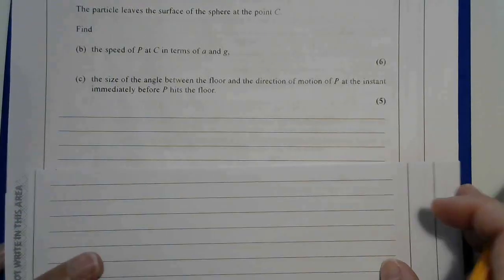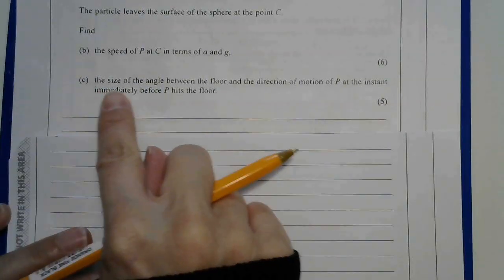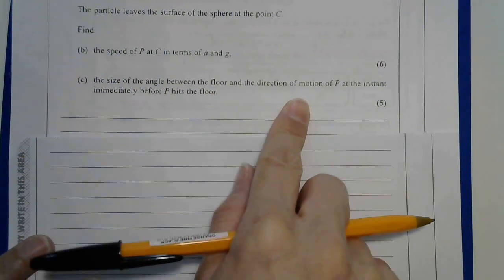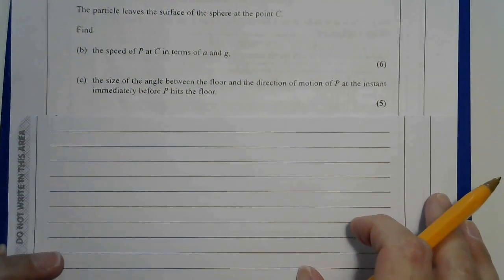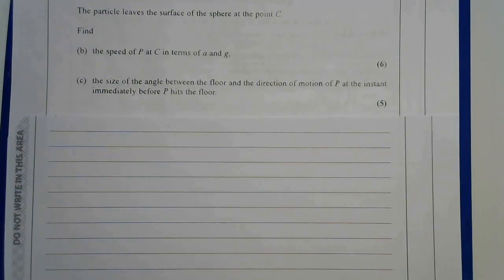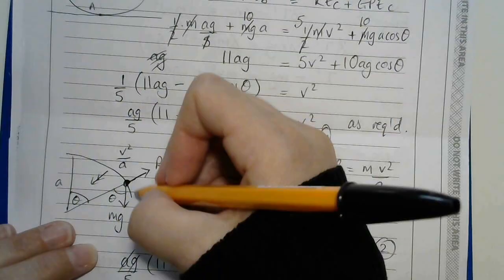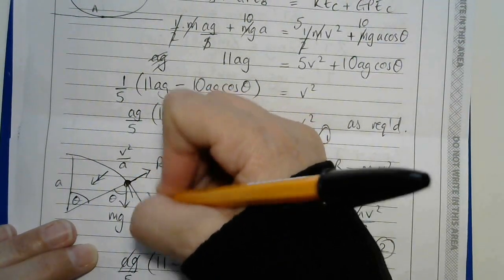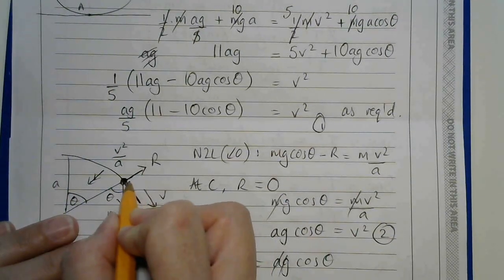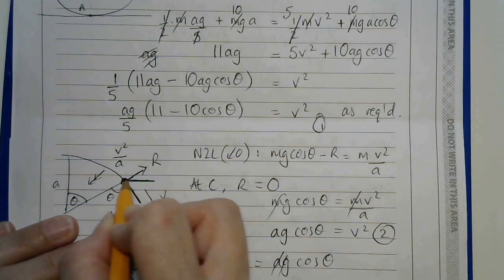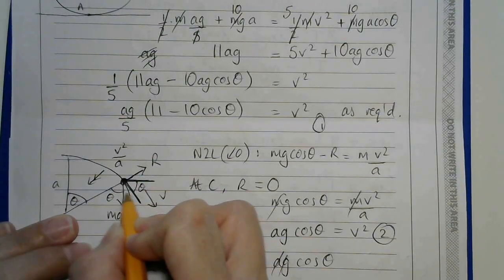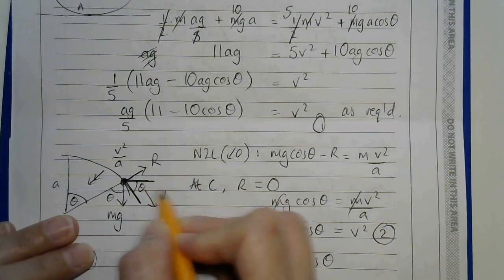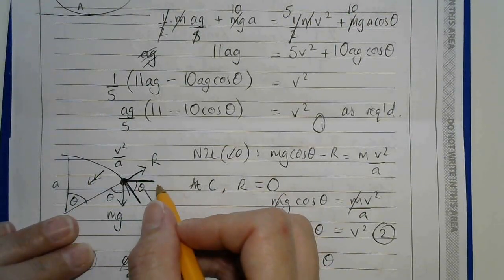Okay. Now in part C, I'm being asked to find the size of the angle between the floor and the direction of motion of P at the instant immediately before P hits the floor. So when the particle leaves the surface, I know it's moving in this direction. I know that the horizontal component, there's theta, that's not theta, this is theta. These two add up to 90, these two add up to 90, so therefore that is equal to that. So I know that the horizontal component will be v cos theta.